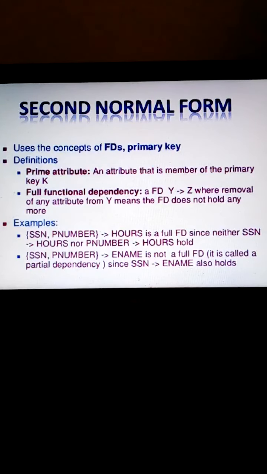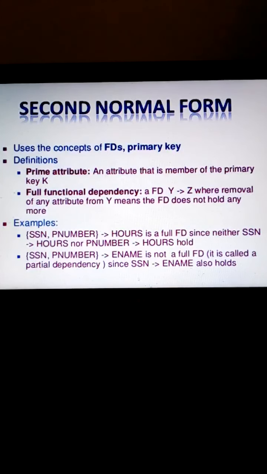Since the SSN number can find the E name, it means that if you have the SSN number, you can easily find the employee name. So that is not following the concept of fully functional dependency. So this SSN number and P number, when finding E name, is not called a fully functional dependency in the relation. So second normal form always follows the fully functional dependency concept. That means all the non-prime attributes are fully functionally dependent on the prime attribute.